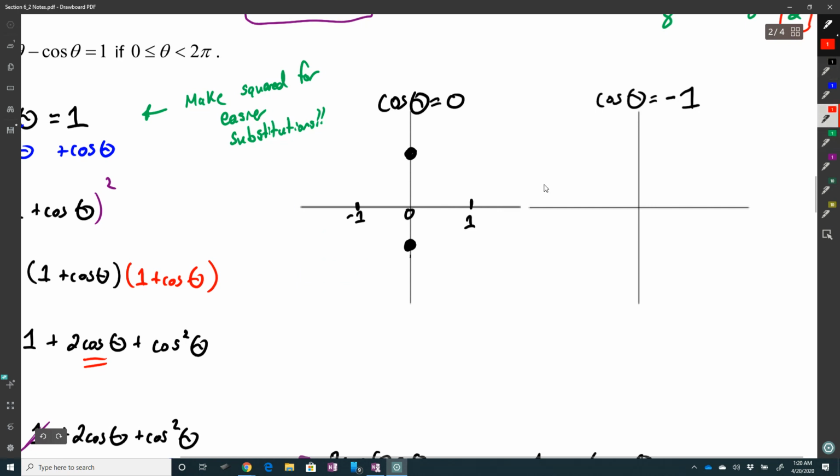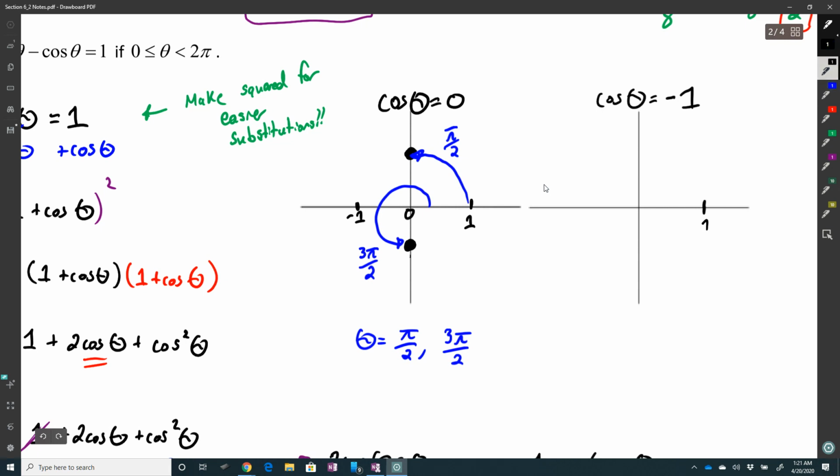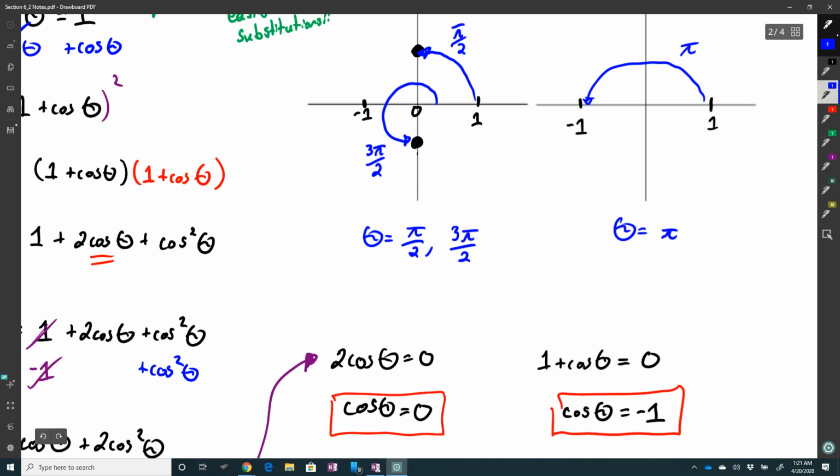And so the angles that give me that are going to be, we're in radians, so we have pi over 2, and the other one is 3 pi over 2. Okay, where does cosine equal -1? Well, there's only one place where that happens. And that's at pi. So I have three solutions, pi over 2, 3 pi over 2, and pi.